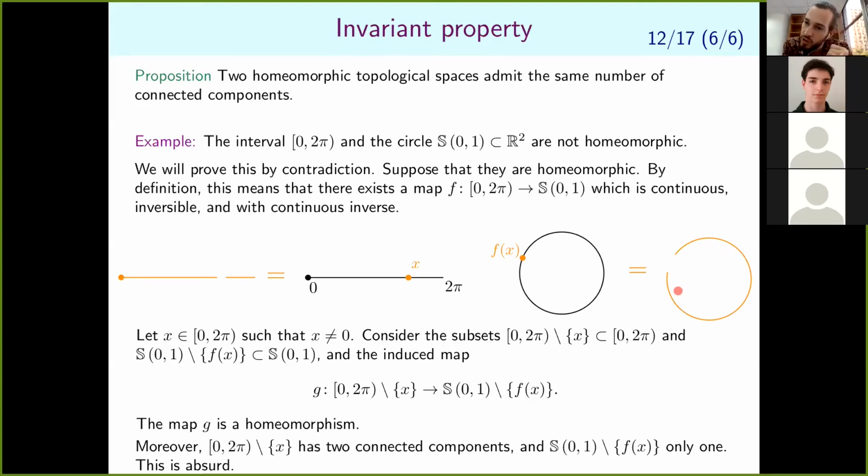I have a question of Kevin. The number of connected components is always finite. It is not. For instance, consider Z, the subset of R, the set of integers. Each point is its own connected component. So we have an infinite number of connected components.